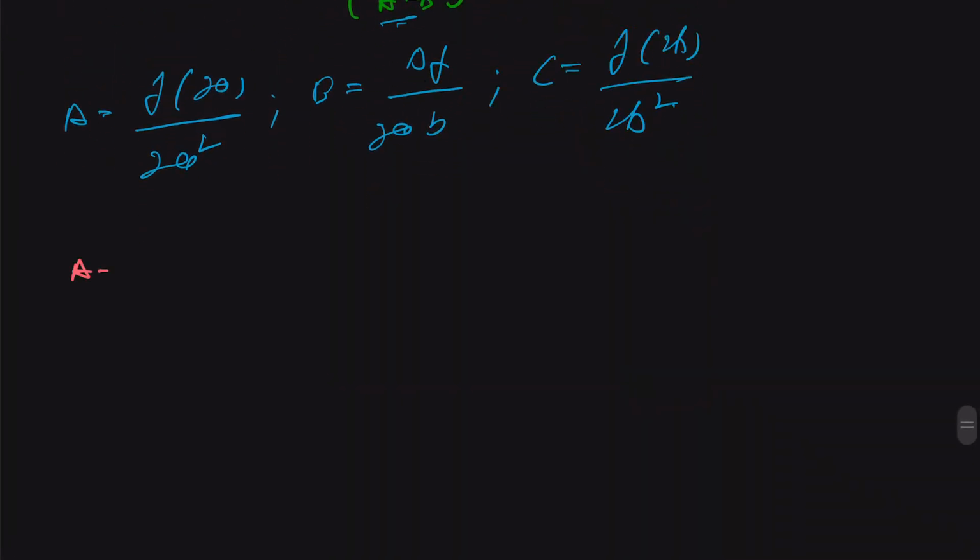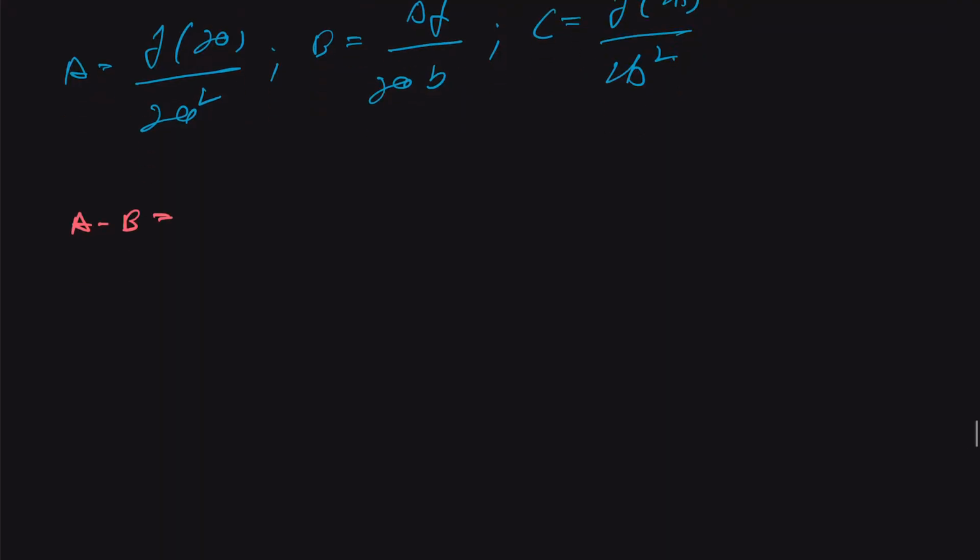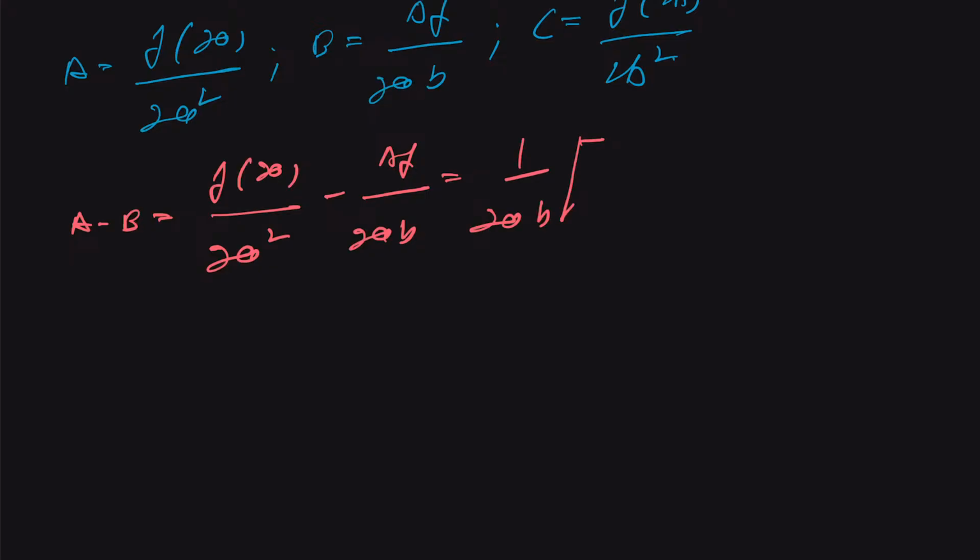So we are going to find out our a minus b, and this comes as our function of 2a upon 2a square minus delta of f, and this is our 2ab. So we can just take common as our 2ab, and this will be coming as b upon a, function of our 2a minus delta of f.